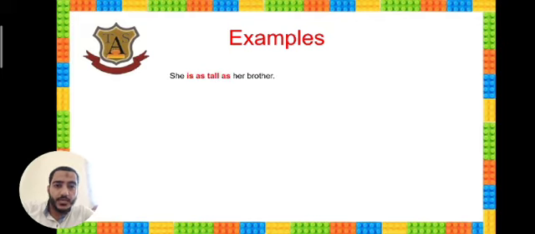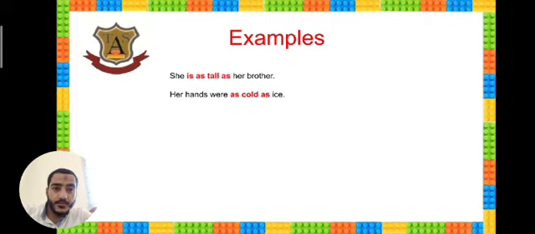She is as tall as her brother. Okay? They are both tall, she and her brother. Her hands were as cold as ice. Okay? We here want to show that her hands and ice are the same, have the same cold, or equal.